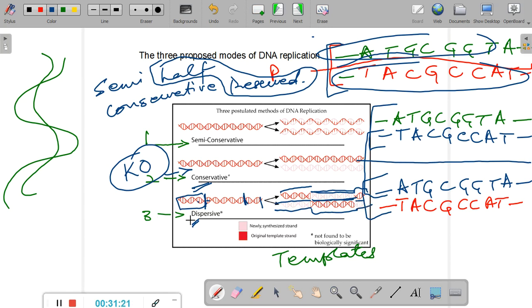But also today we know that this was only a theory. It actually just does not happen anywhere. And this theory was also knocked out. And today we know that the semi-conservative mode of replication is how DNA actually replicates. But this was just a proposal, right?